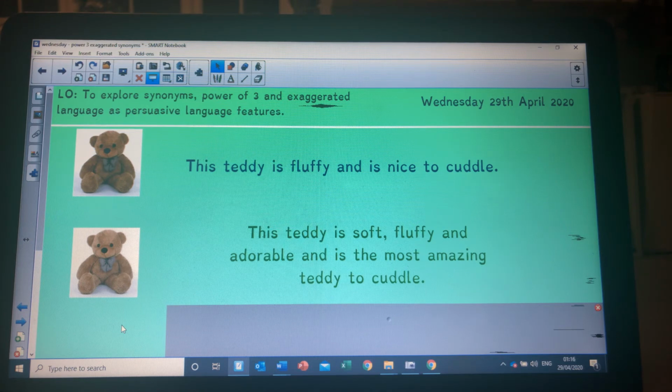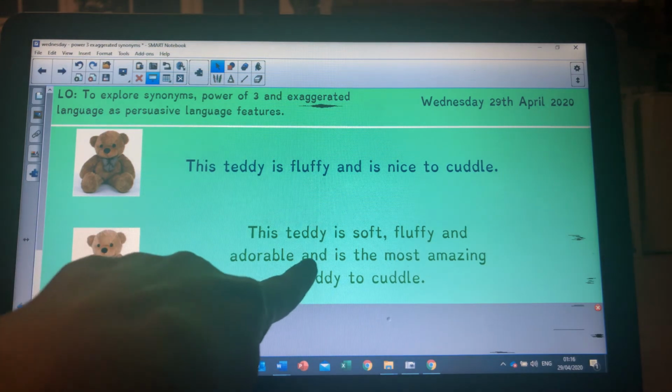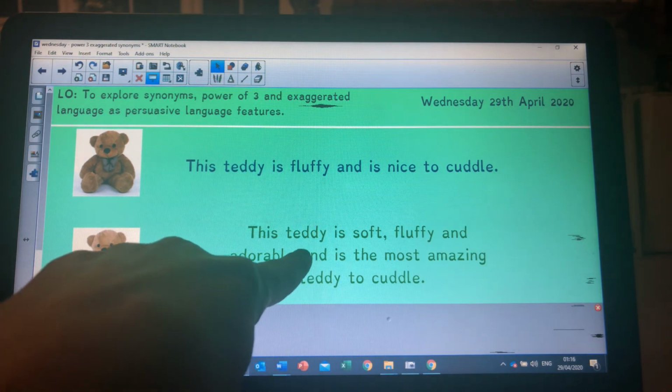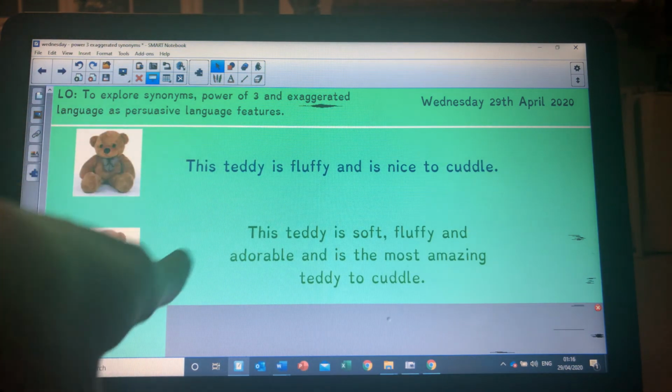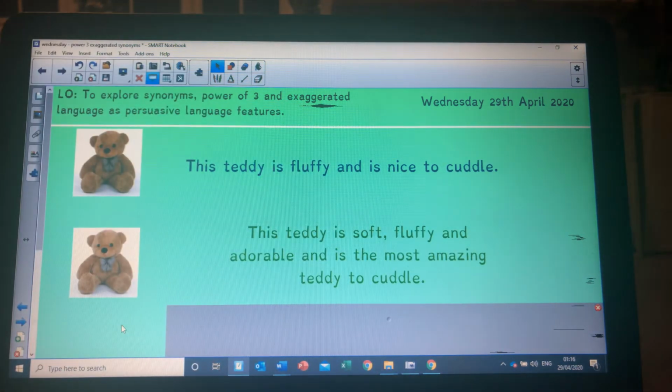Which one would you buy? I would buy this one because it sounds better. It looks the same, it's the same price, but the description of it is better. This one has sold it to me because they have used persuasive language features.